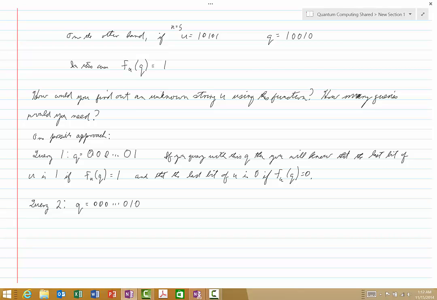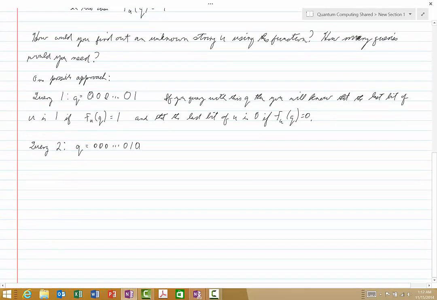And this will allow us, after n queries, to determine the value of all of the n bits of the unknown string U. So this classical approach requires n queries. So that requires n queries.